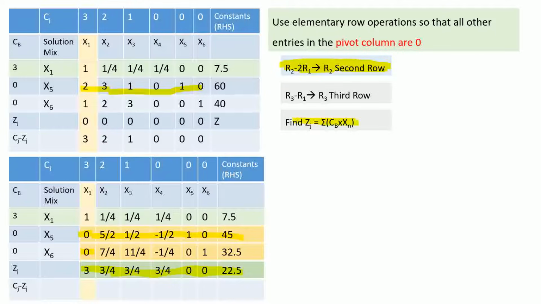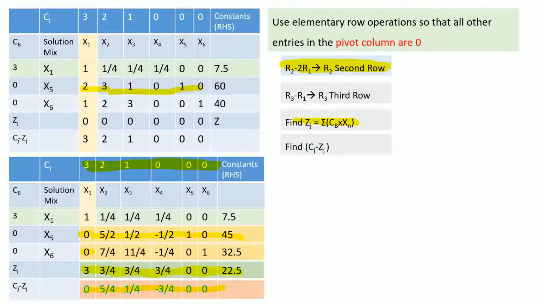So we can calculate using this formula. The next step is to find cj minus zj. Cj minus zj can be simply calculated by subtracting zj from cj. The topmost row is the cj value, and the last row is the zj, so we just subtract zj from cj and get values like this. These are the new values of cj minus zj.